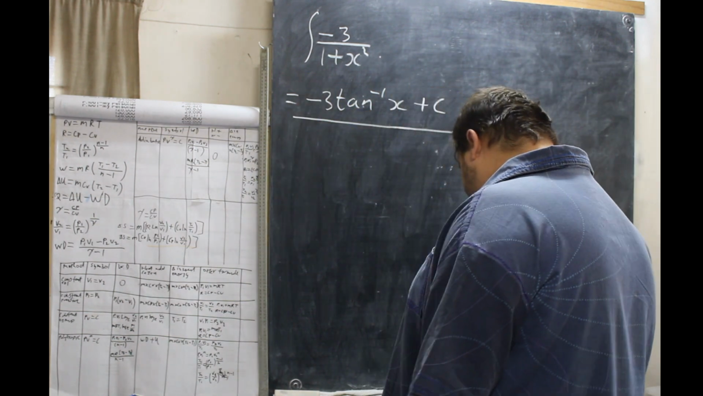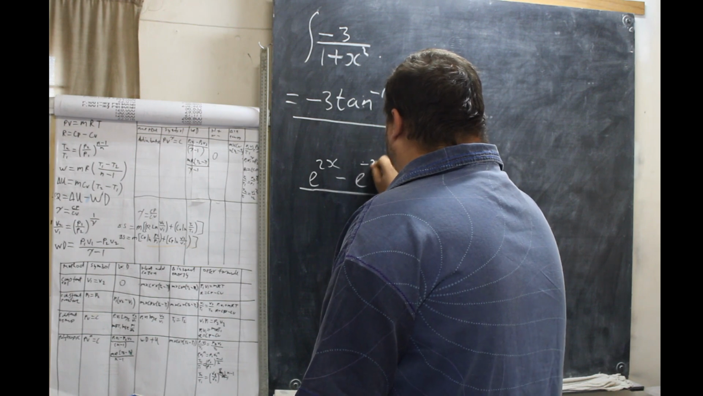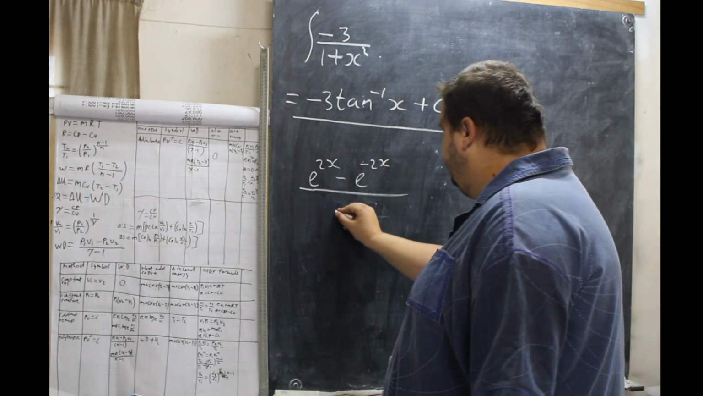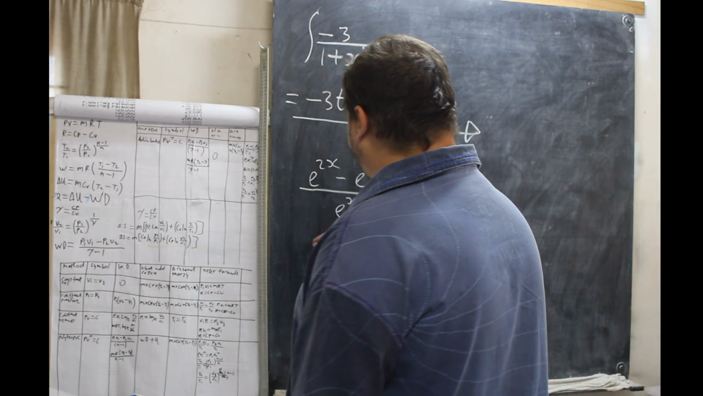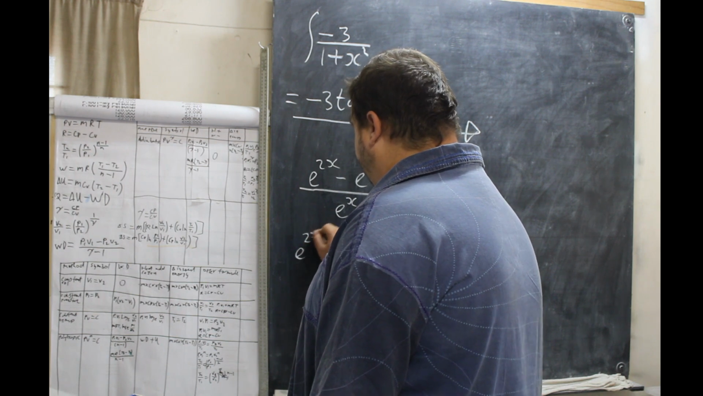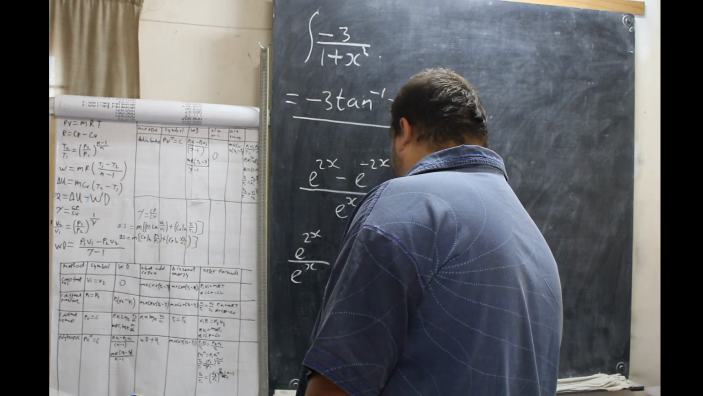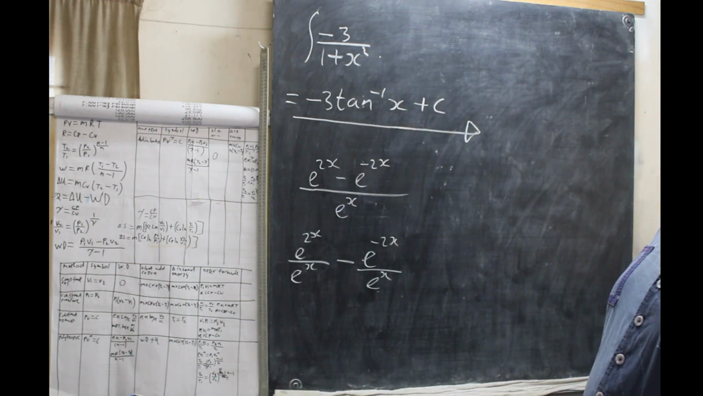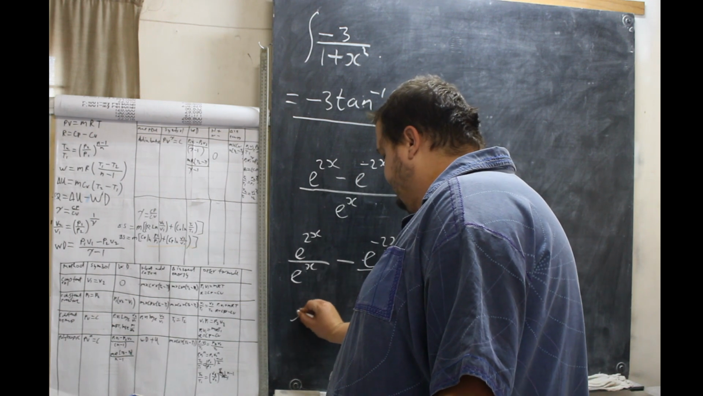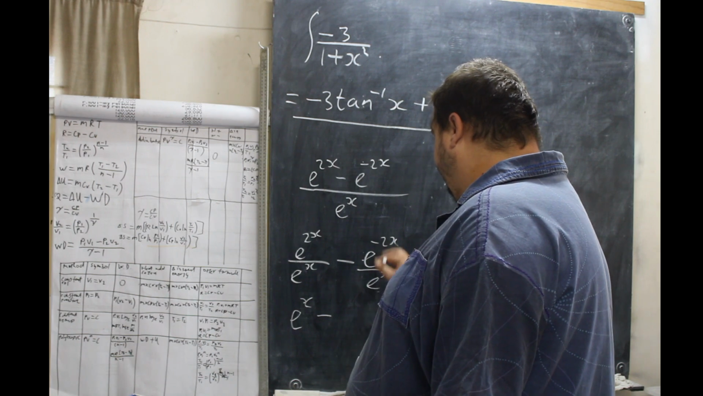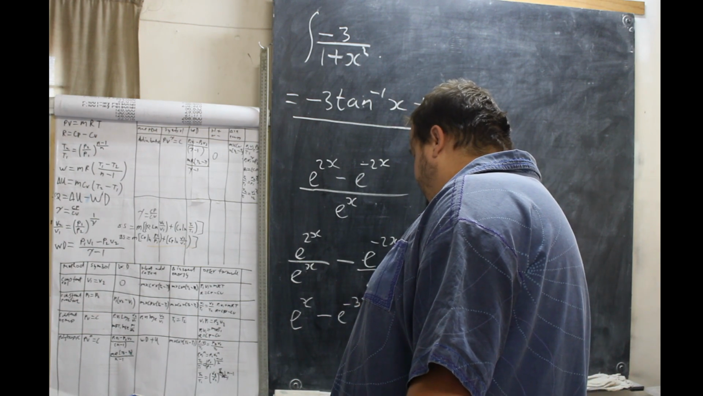Now the next one, e to the 2x minus e to the minus 2x, all over e to the x. So how this will work is we say e to the 2x over e to the x, minus e to the minus 2x all over e to the x. Okay, so 2 minus 1 is e to the x, minus, minus 2 minus 1 is e to the minus 3x.